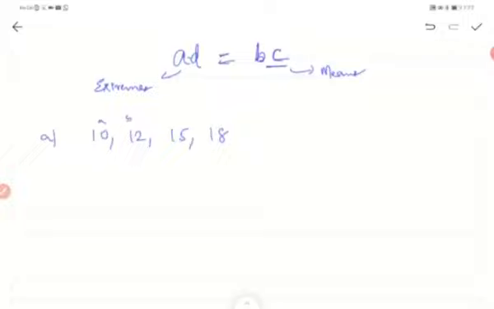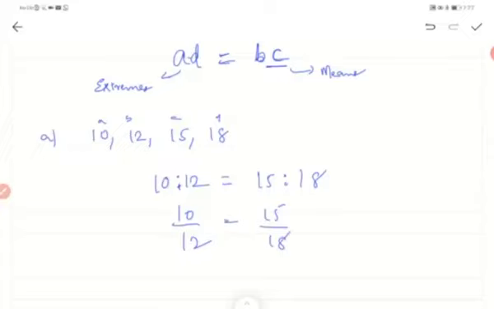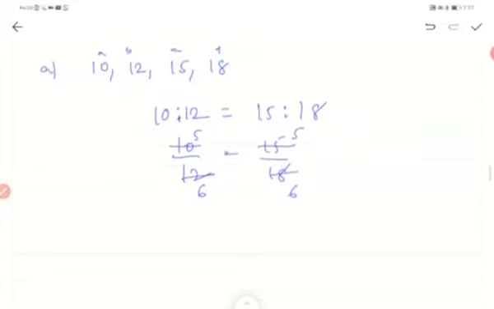So this is A, B, C, D. A is to B is 10 is to 12. We need to check whether they are equal or not. 15 is to 18. So 10 by 12 is equal to 15 by 18. Is it true or not, we need to check. So we have 2 5s is 10, 2 6s is 12. This is 5 by 6. And this one I can cut as 3 5s is 15, 3 6s is 18. Isn't it? We got both the fractions equal, 5 by 6 and 5 by 6.